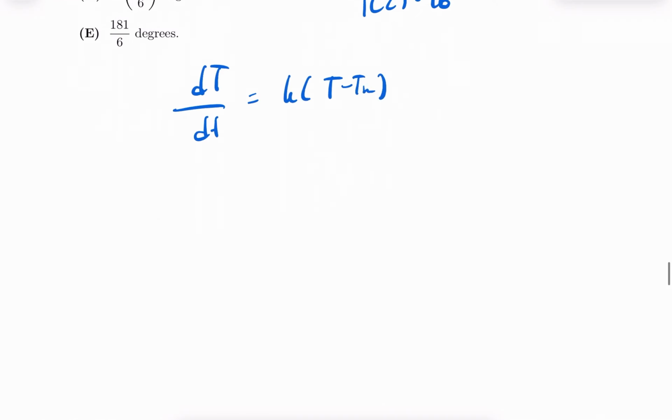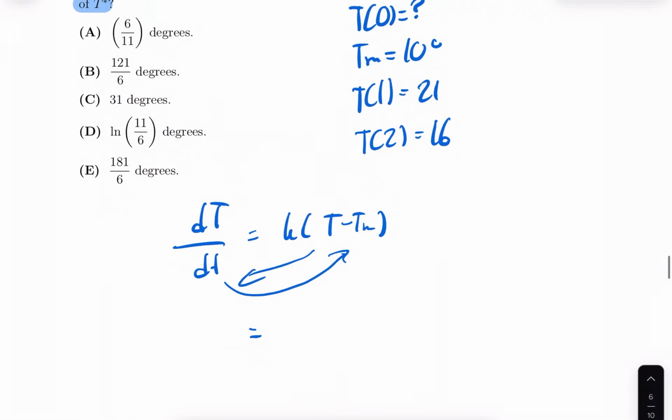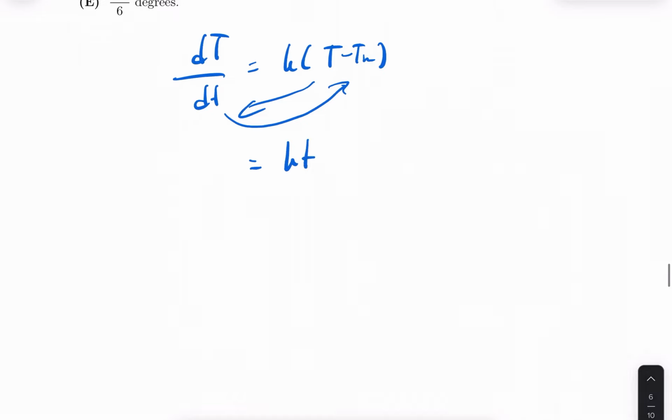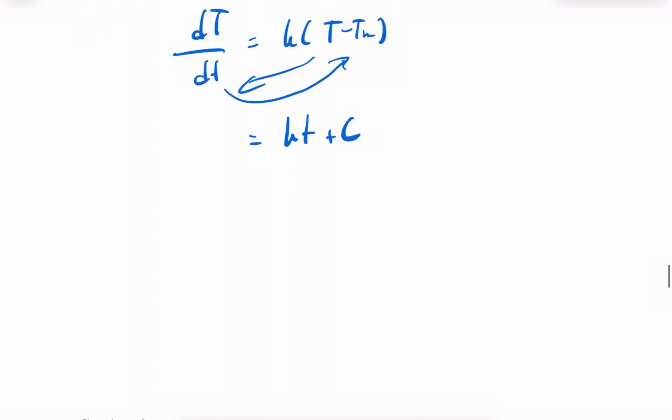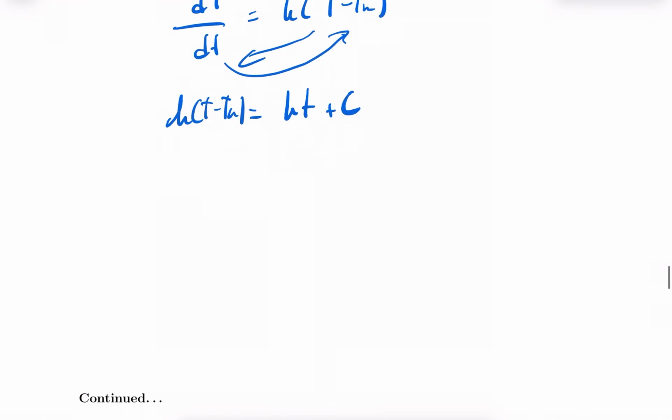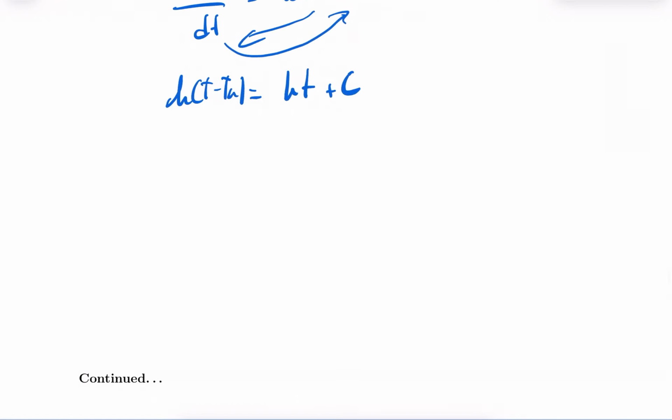So this is our classic integral. I'm going to bring this down, bring that up. I'm going to have kt plus c. You guys saw this. ln of T minus Tm. Take your time. Now I bring this up to a power of e. T minus Tm equals c times e to the kt. Cool?